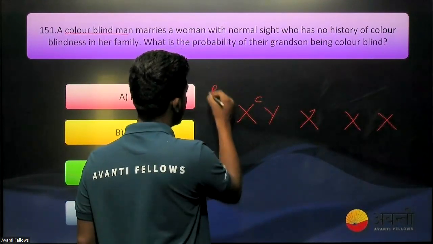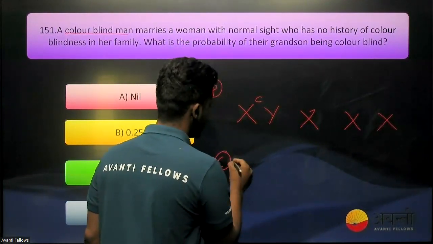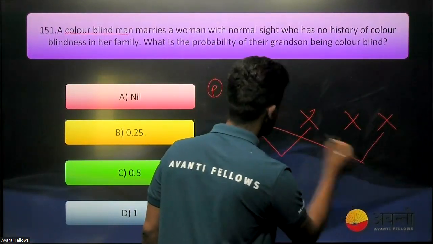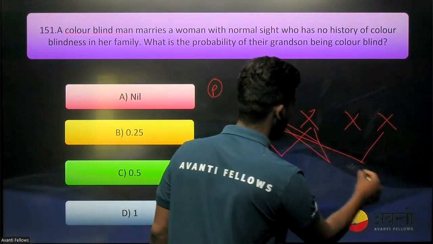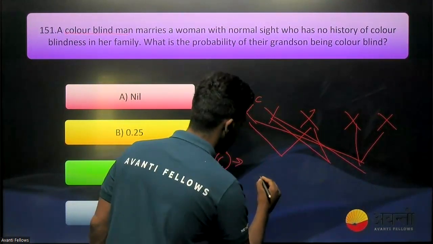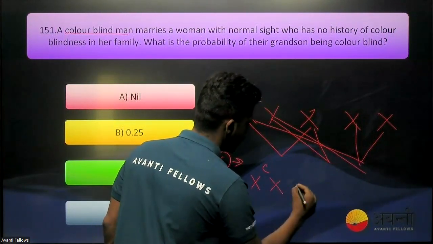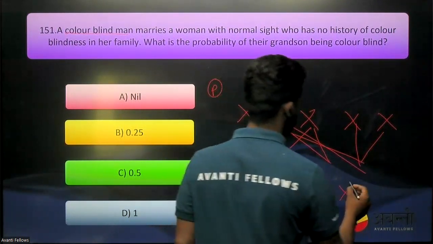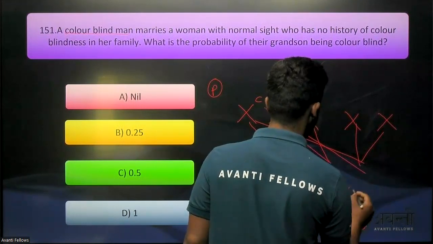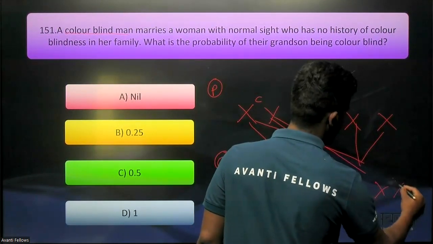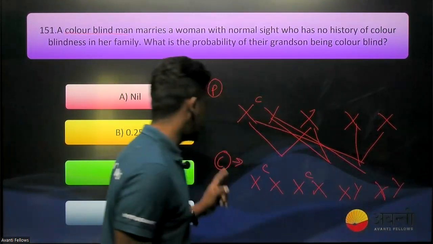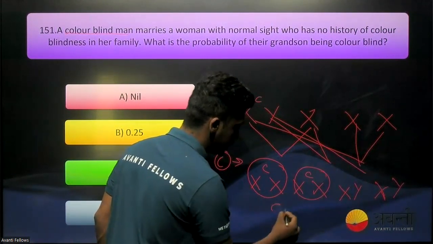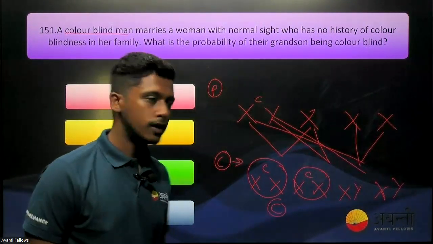So this is parents, okay? Now I'll write the children. What will happen to these children? This X will go with this, and this X will go with this; again, this Y will go with this X, and this Y will go with this X. So what do we get here? We have X^C X, and then X^C X, and then XY, and then XY. So in the next generation, both the girls are carriers. Students, both the girls are carriers of colorblindness.